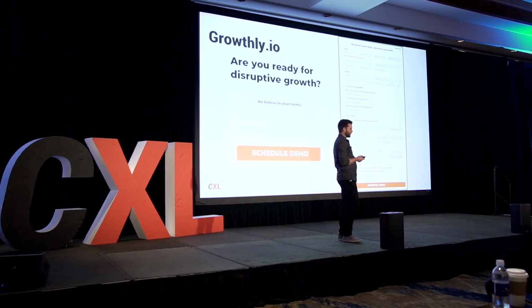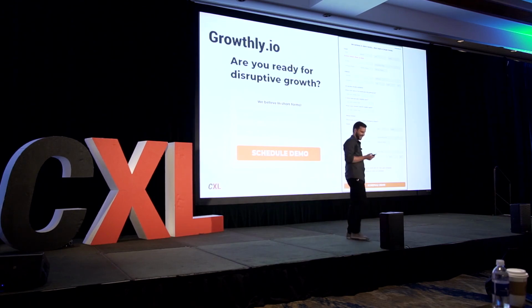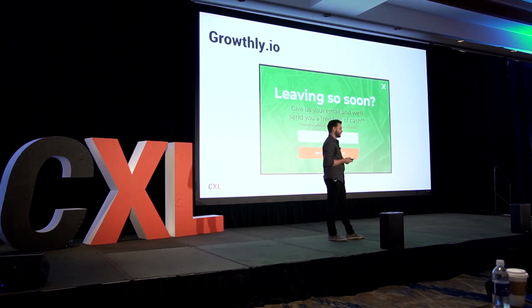Next one here, so the slow play here. "Are you ready for disruptive growth? We believe in short forms that lead into longer forms." So this is actually 2 fields that goes to 33 fields, including, in what town was your neighbor born, as one of the security questions. So then we have this exit pop-up: "Leaving so soon? Give us your email and we'll send you a free bag of cash." Except it actually gets paid out in imaginary growth coins that don't get launched until the year 2020.